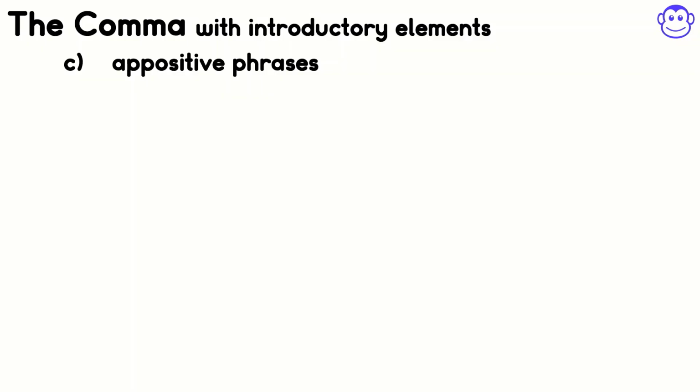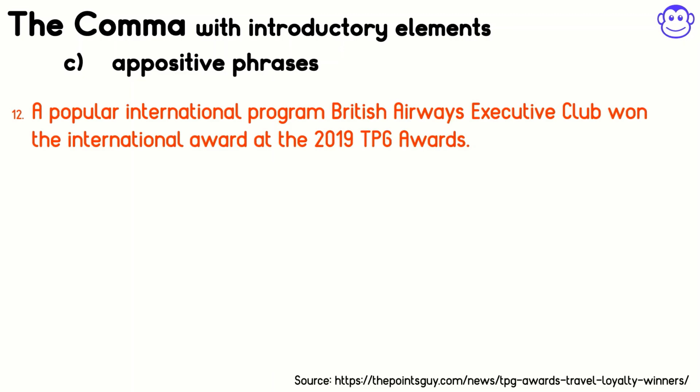Now we will turn to using appositive phrases as introductory elements. The example sentence is, a popular international programme, British Airways Executive Club won the International Award at the 2019 TBG Awards. This sentence contains a main clause with the subject British Airways Executive Club and the verb won. Prior to the subject is an appositive phrase that provides bonus information about the subject.